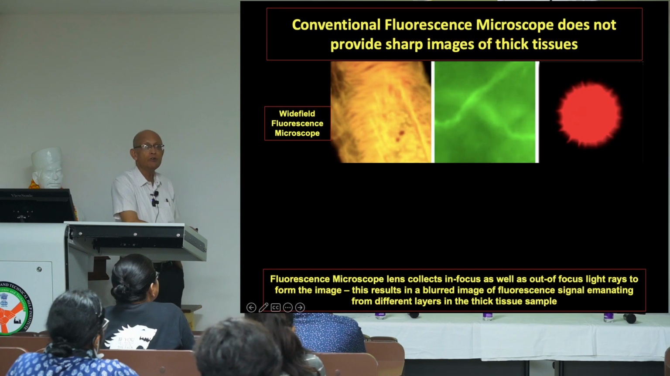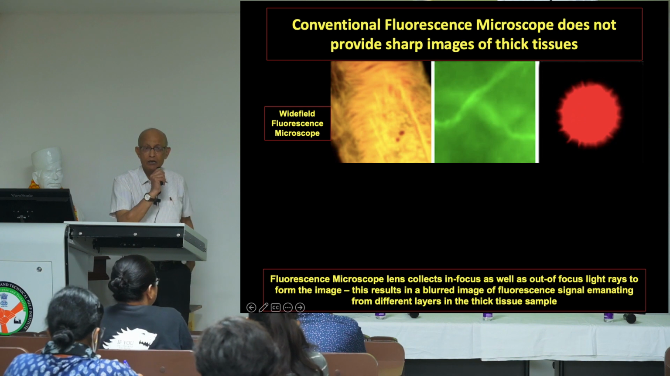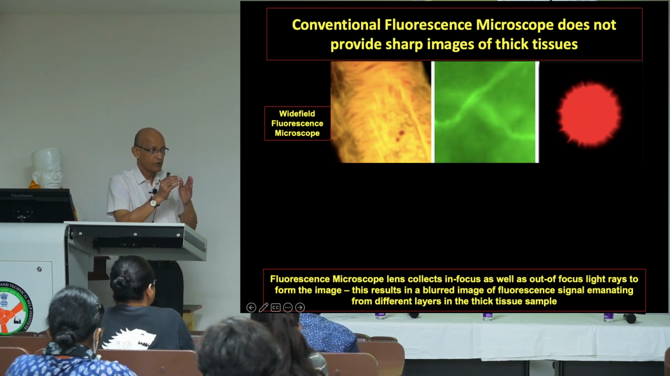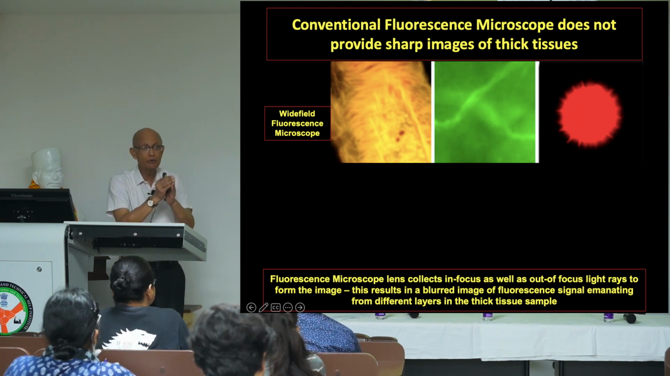Now, when do we need it? What's the problem with fluorescence and confocal? What's the difference? Confocal microscope works on the principle of fluorescence. So something that we can see with fluorescence only we can see with confocal. So why do we need a confocal?